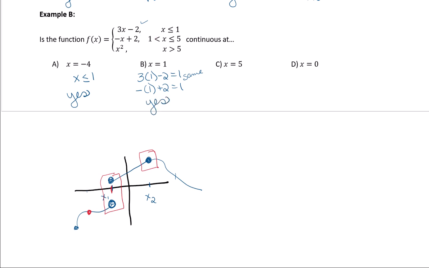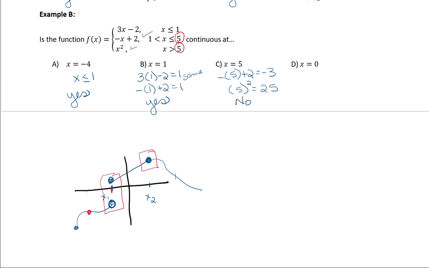In C, we have x equals 5. That is our other endpoint of one of those domains. So we have to plug into both. If we plug it into the first one, we would get the opposite of 5 plus 2, which would give us a -3. And then plugging it into the second one, we would get 5 squared, which is 25, which means from the left side of 5, we're getting a -3, but from the right side of 5, we're getting 25. The limit does not exist, and that means it is not continuous.